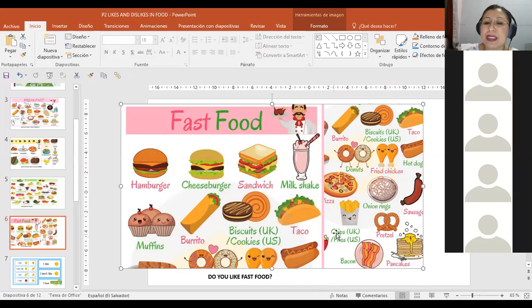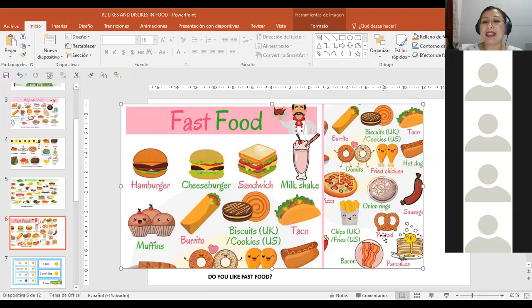Sausage. Chips. In UK, yeah, you say chips. And in America, in US English, you say fries. Okay? Fries. Son las papitas fritas. Okay? Chips. ¿En dónde, perdón, teacher? In UK, in Reino Unido, United Kingdom.